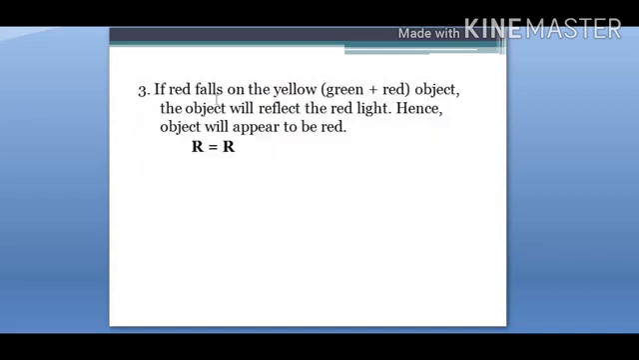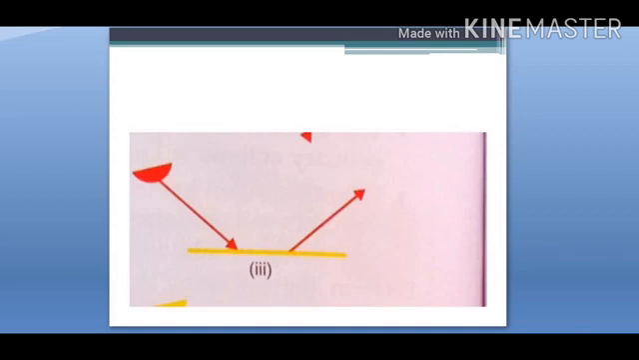If red falls on the yellow, green plus red, object, the object will reflect the red light, hence the object will appear to be red. When red falls on the yellow object, it will appear red. Fine? Because that will reflect the red light. As you can see in this figure also, in this slide.